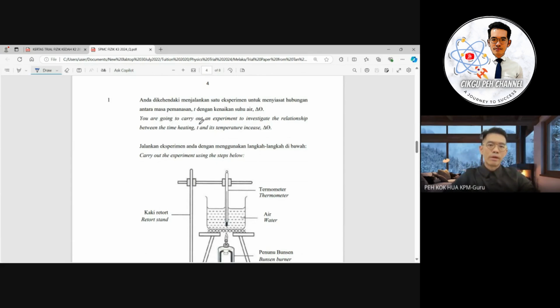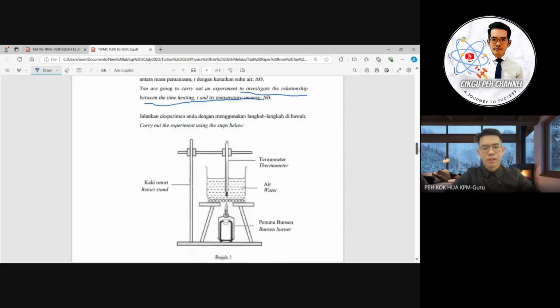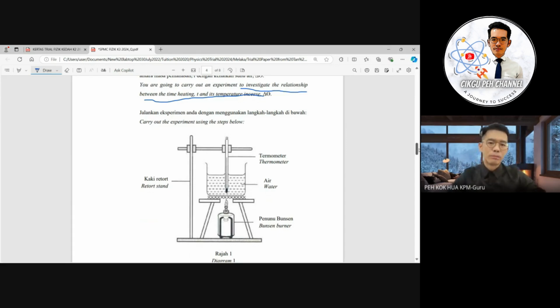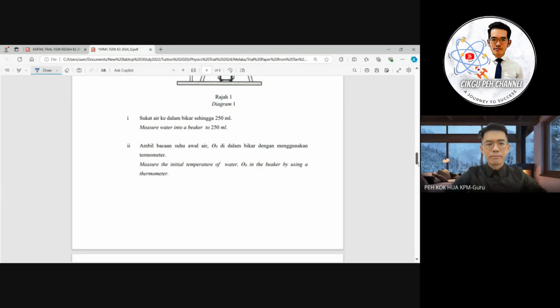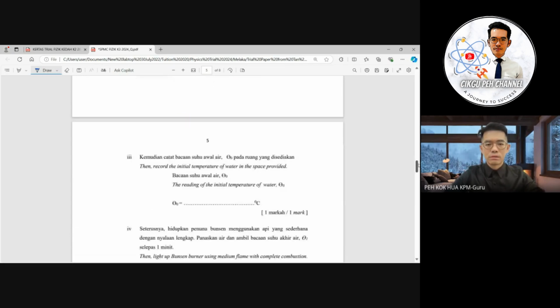You are going to carry out an experiment to investigate. Normally the question will give you this: to investigate the relationship between heating time T and temperature increase. That means for the temperature increase, you need to find the initial temperature. So you set up the apparatus like this, then measure 250 ml of water. The initial temperature you need to record, and the initial temperature recording gets one mark.